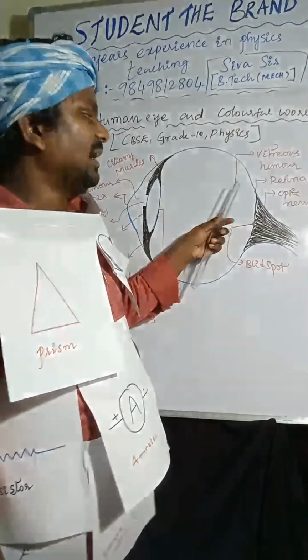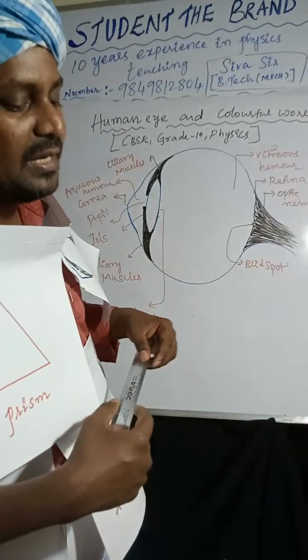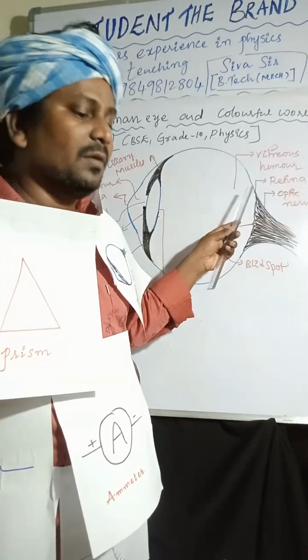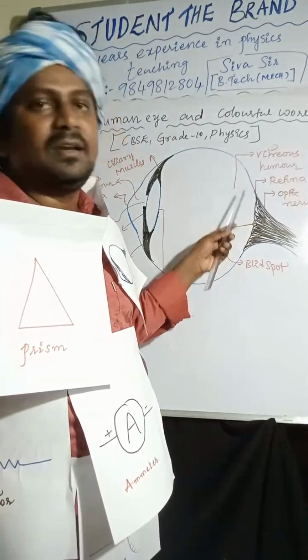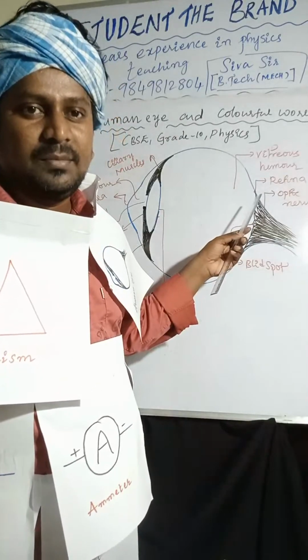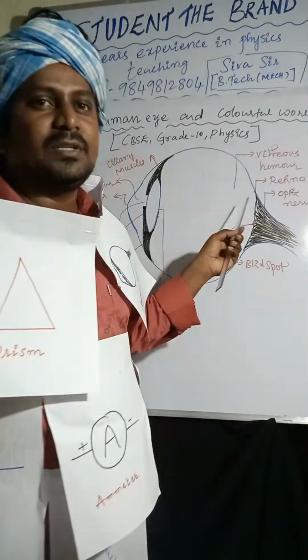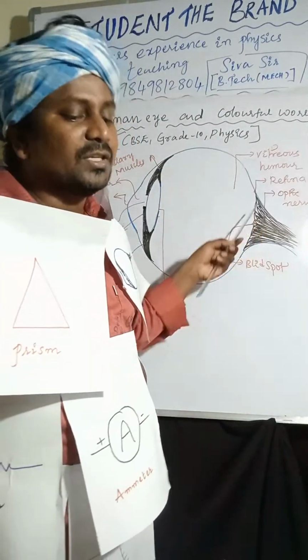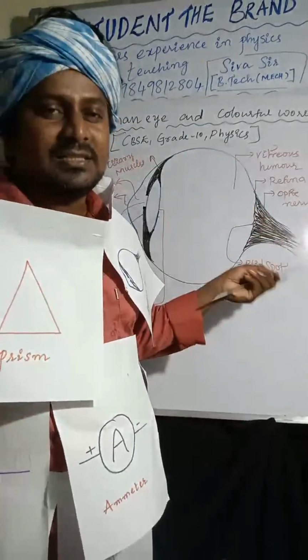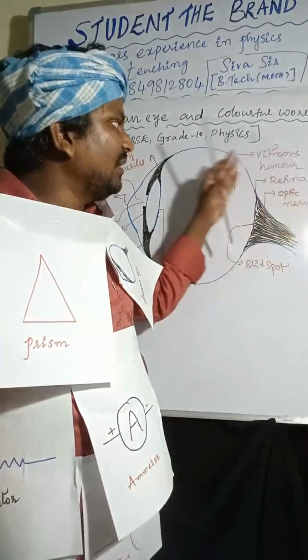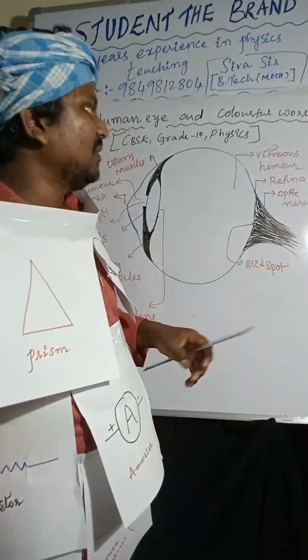And retina is a light sensitive screen. So where will the image form, and what type of image? An inverted and real image will form at the retina. There are two types of light sensitive cells: rods and cones. Rod senses the intensity of the light, cone senses the color of the light.